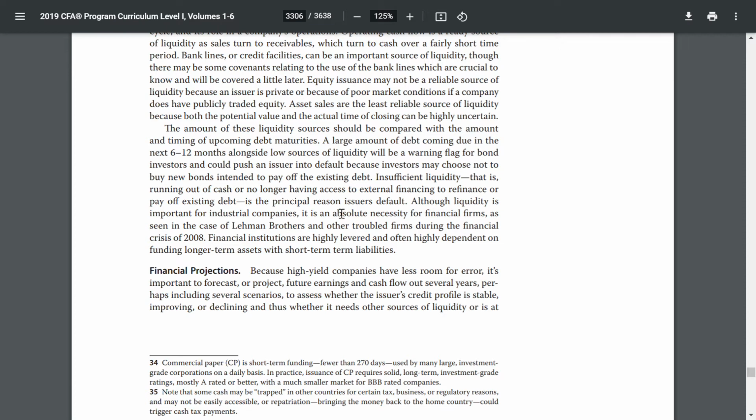Although liquidity is important for industrial companies, it is an absolute necessity for financial firms, as seen in the case of Lehman Brothers and other troubled firms during the financial crisis of 2008.